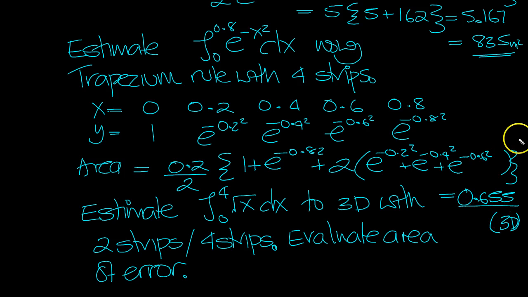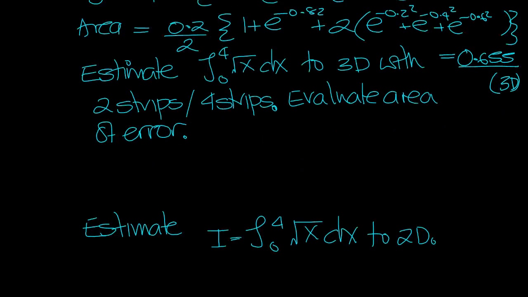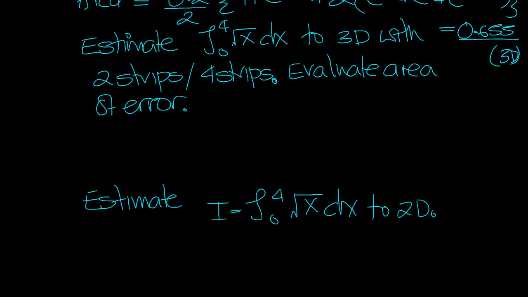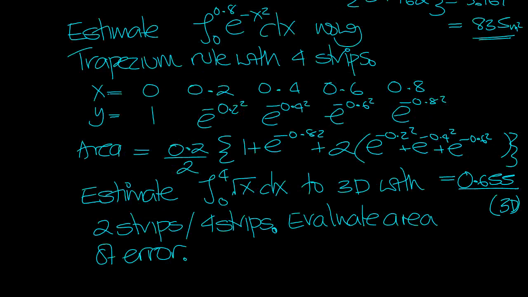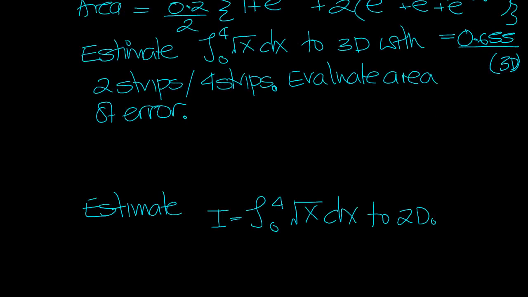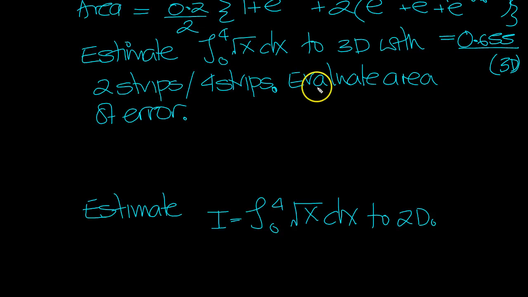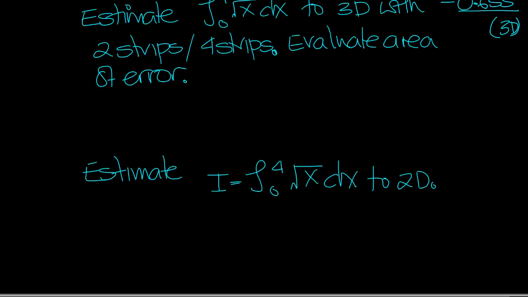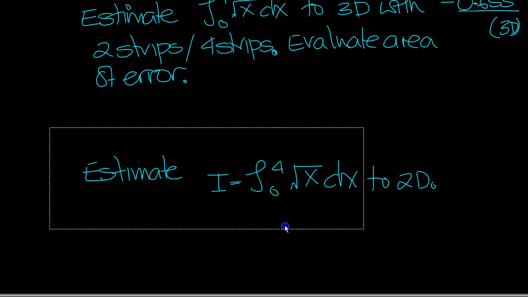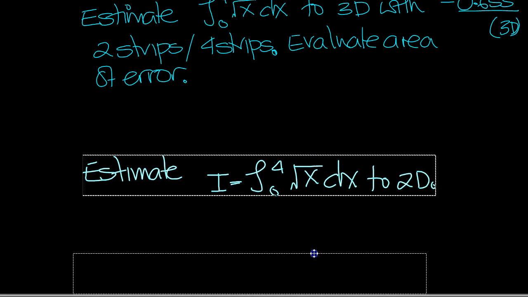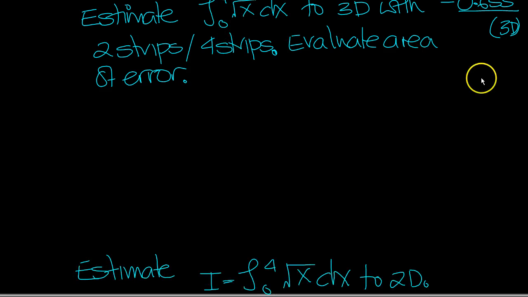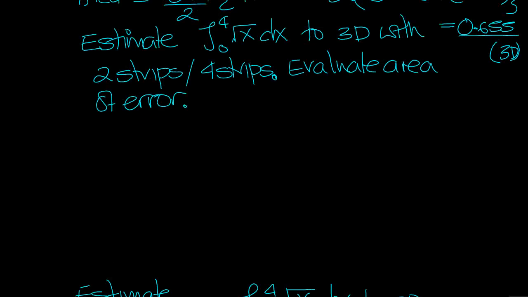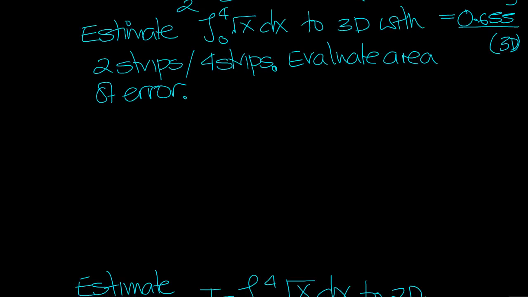Okay, good. Next problem now. So I've done that one. So the next problem is evaluate this, example 3 to 3D. Here with 2 strips and 4 strips. So let's move this out of the way. We'll do this another time. Put that down the bottom for now. Okay, we want to evaluate this integral to 3 decimal places using 2 strips or 4 strips. Let's just get rid of that answer now for the previous problem.